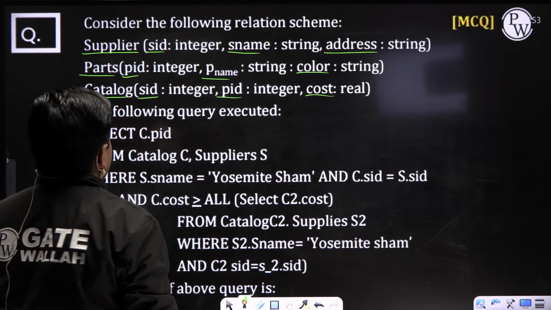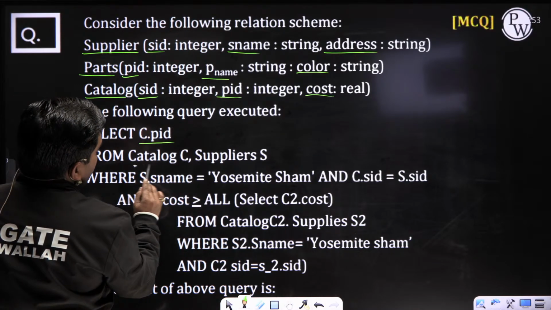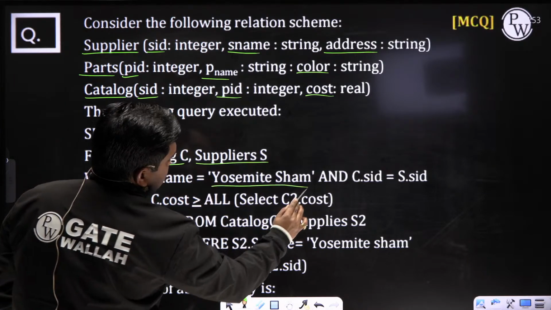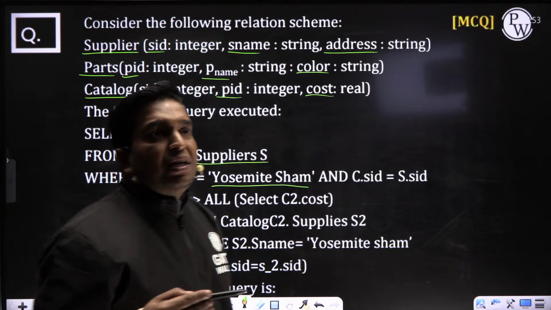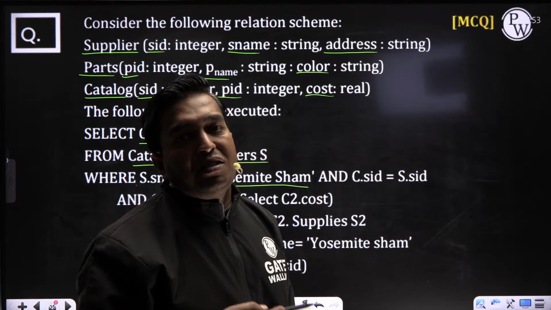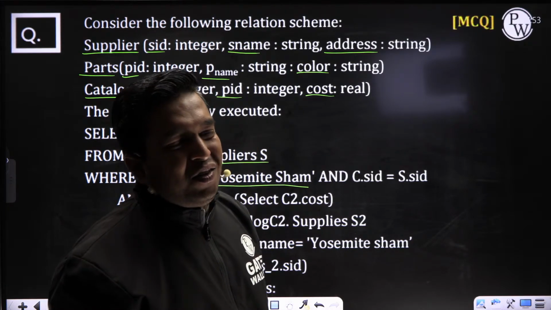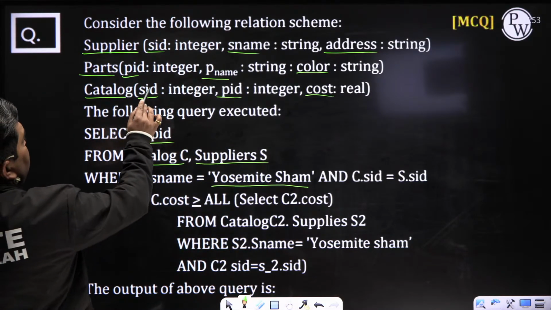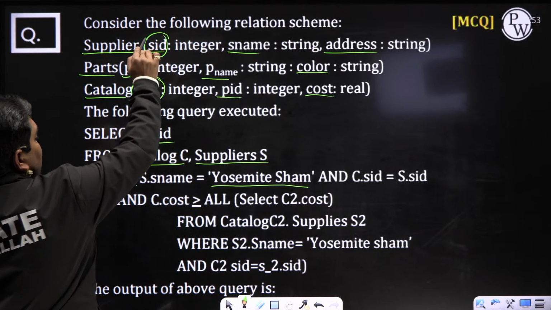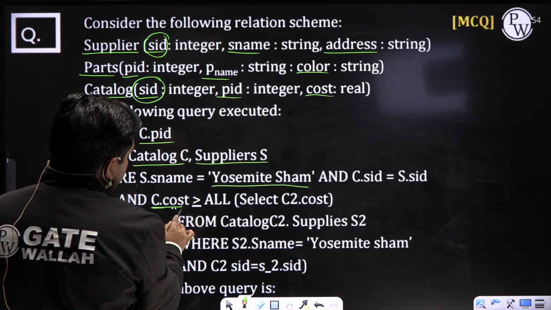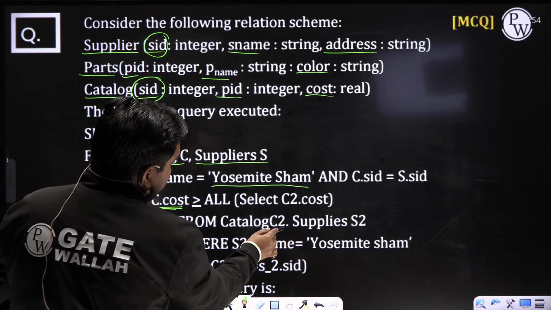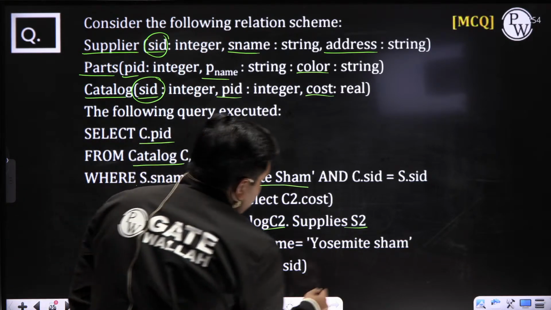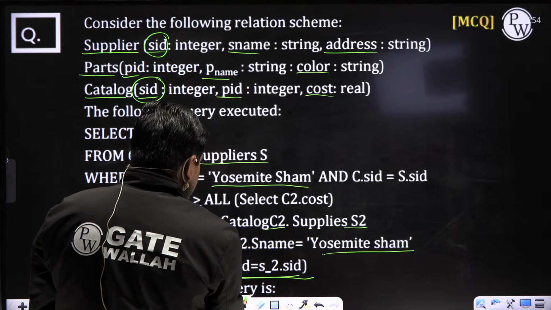Consider the following query. Select C.PID from catalog C, supplier S where S.name is Yosmith Sam, and C.SID equal to S.SID, and cost greater than. Select C2.cost from supplier S2 and catalog C2 where S2.name is Yosmith Sam and the SIDs match. I have taken these examples from the exercise questions, but you are not acknowledging, yaar.